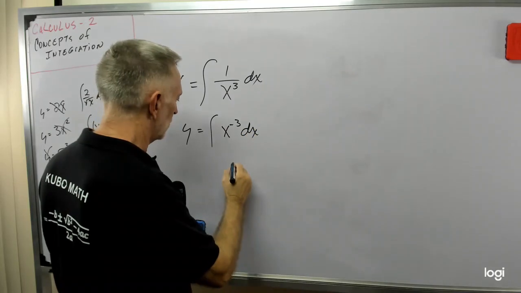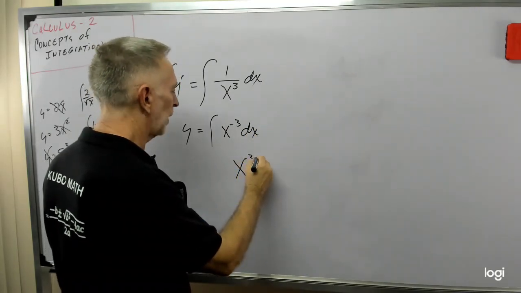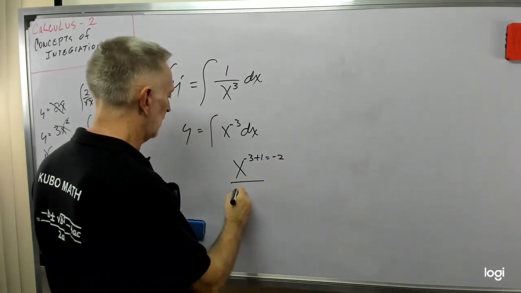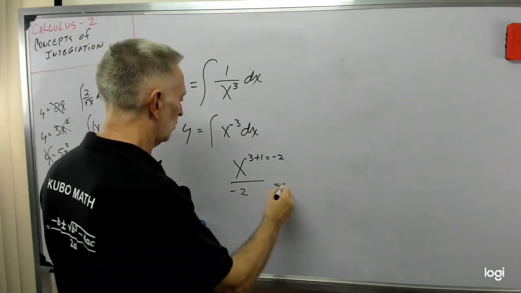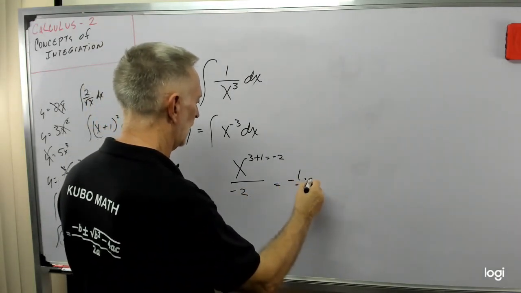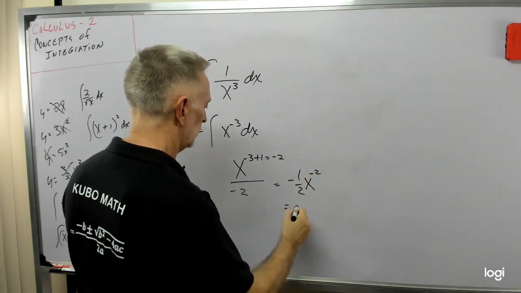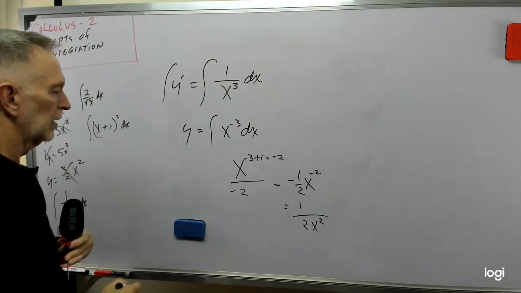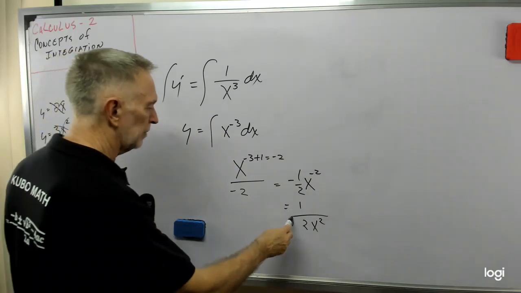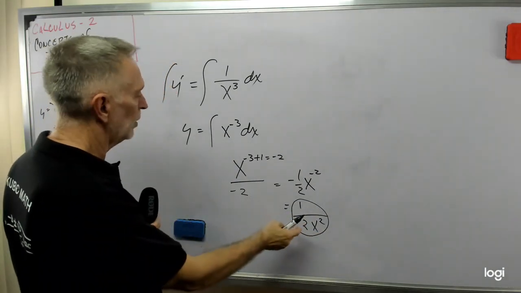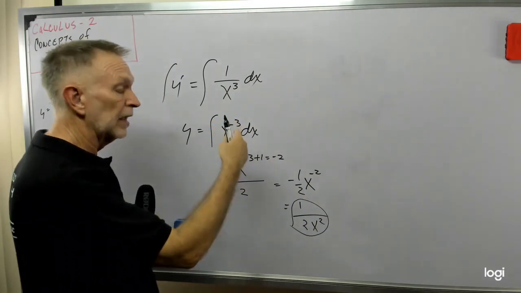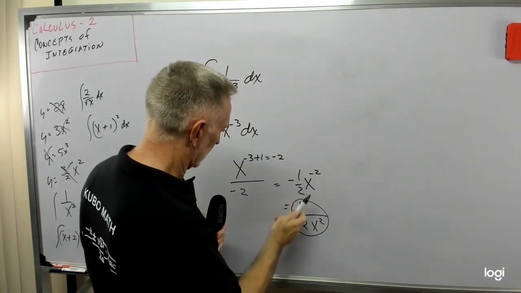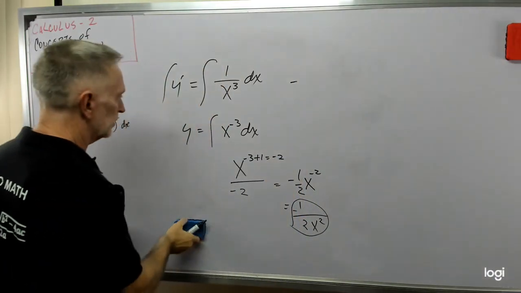Now then, what was the rule? I've got x to the minus 3 plus 1, and that equals minus 2. I'm going to divide by minus 2, so that equals minus 1 half x to the minus 2, which is 1 over 2x to the second power. Okay, now we integrated that, so now we should be able to take the derivative of that and get back to where we started. Whoa. Let's see if we can do that. I always forget that negative right there.